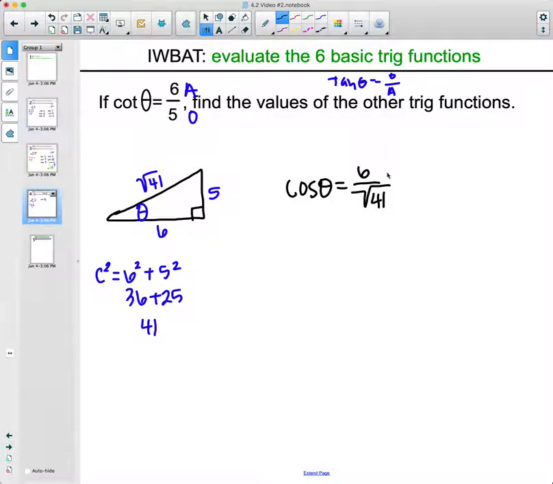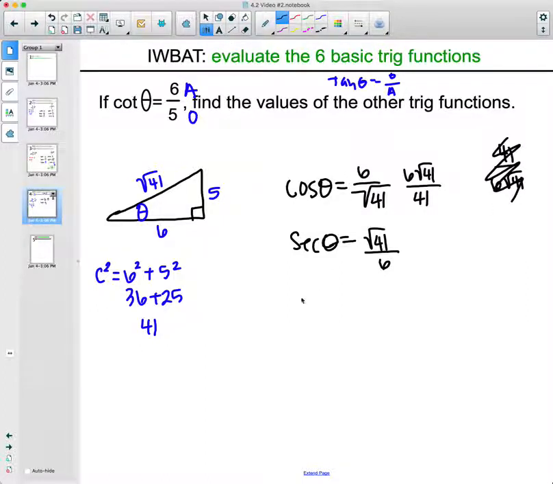Rationalized version of that, multiply square root 41 over square root 41. So 6 square root 41 over 41. Secant would then be the flip. Now I wouldn't flip the rationalized version, because here you're just going to flip it over. So then you'll get the square root on top and you won't have a square root on bottom. If you were to flip this, you're going to be at 41 over 6 root 41. So now you just put a radical in the denominator. So I would just flip from the original.